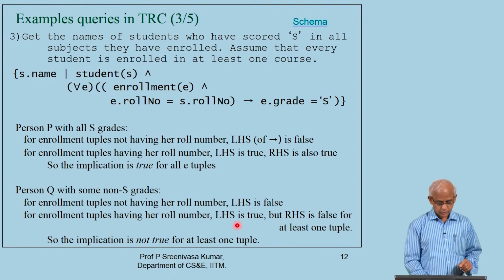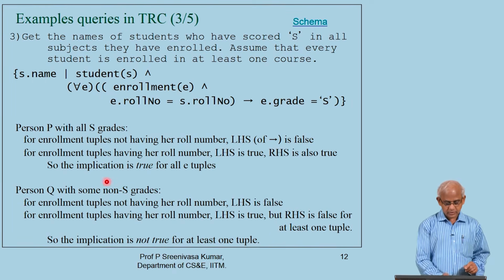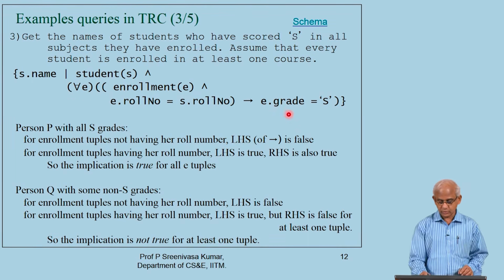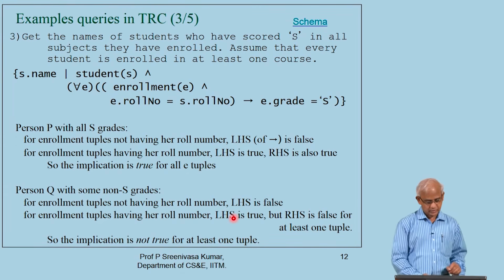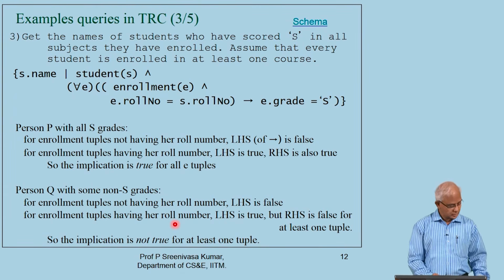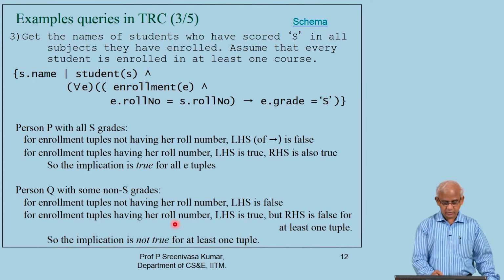So, because of this universal quantification, which is saying that for all enrollment tuples some condition should hold good, it will not hold good, and so such students will not be reported as the result of this particular query. I hope this explanation is sufficient for you to understand this particular query. So, good, let us move on with other examples in tuple relational calculus.